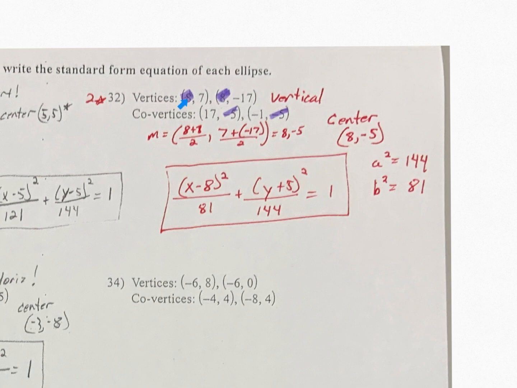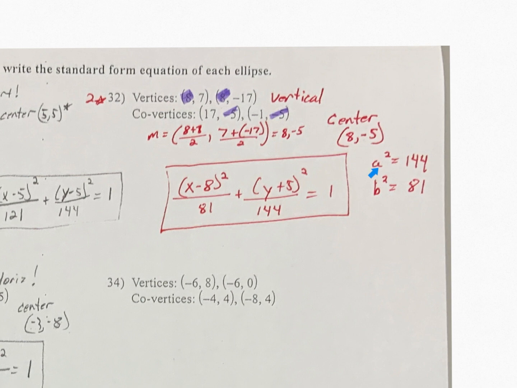The 8 is the x value that doesn't change, and the negative 5 is the y value that doesn't change, and that's actually your new center, 8, negative 5. Well, once you know the center, then you can find the a squared and the b squared, which is what we need to write the equation of an ellipse.